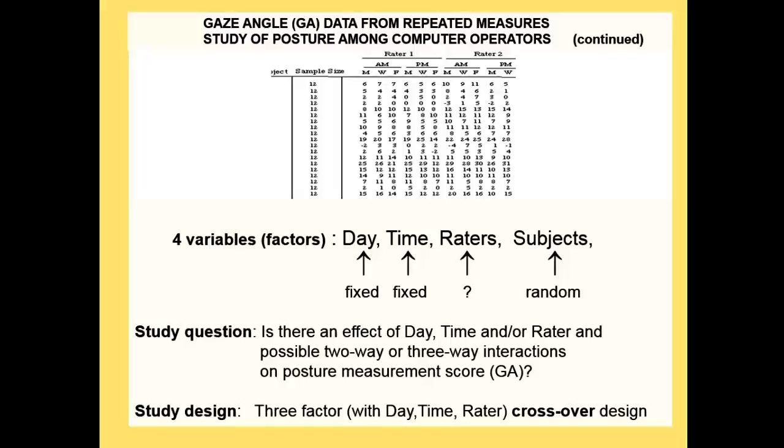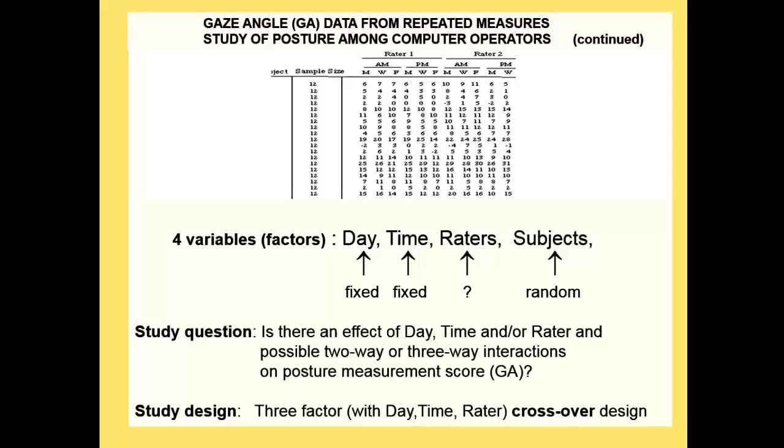And now there's a third issue. Does it change with rater? Does the posture measurement change depending on who the rater is? So that's another factor. And is there an interaction between day and time, day and rater, time and rater, et cetera, that type of thing. So there are three factors here, but the problem with this one is the rater factor. There were two of them. But the question was, was the investigator interested in those two raters as the only two raters possible, or did they look at these two raters as a sample from a larger collection of raters?